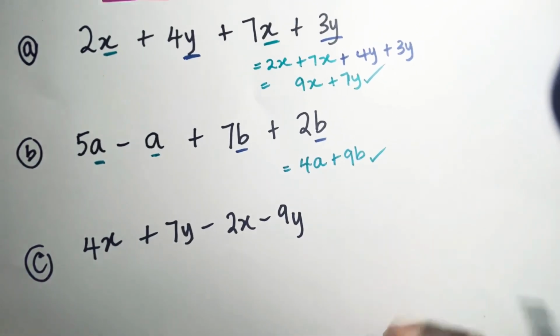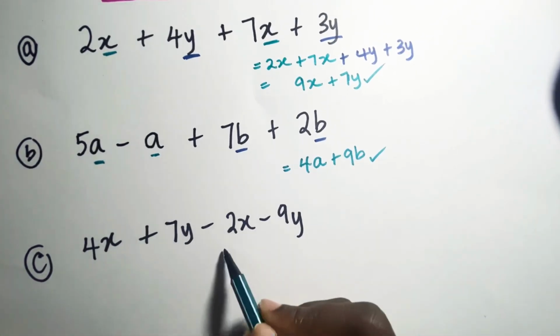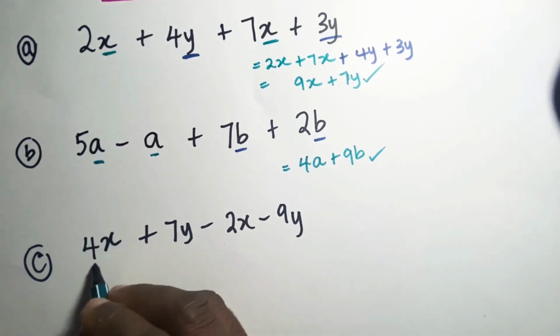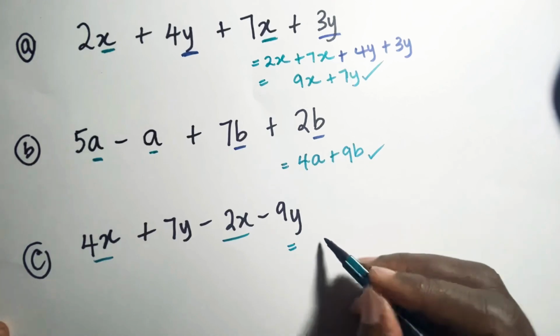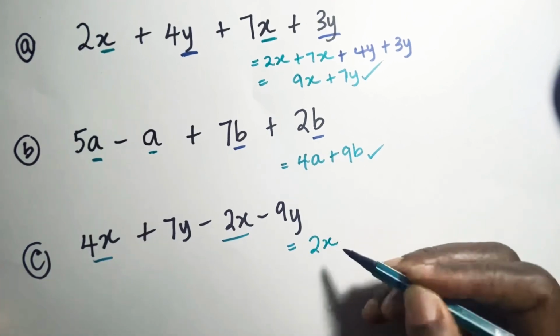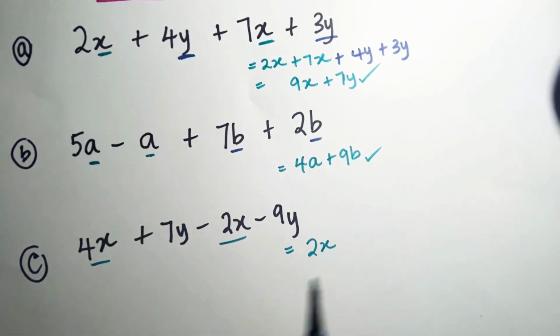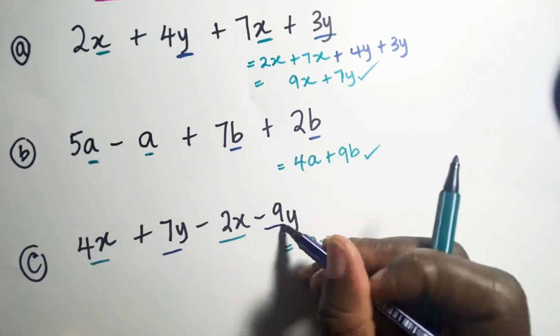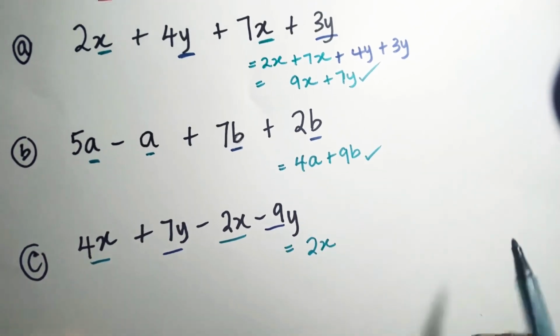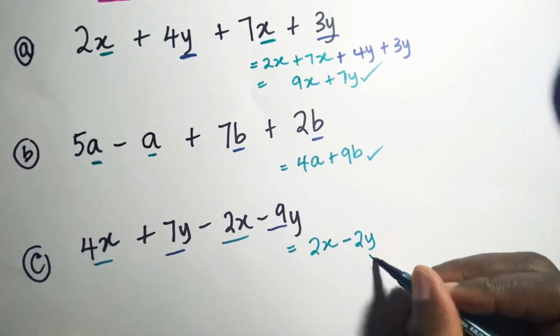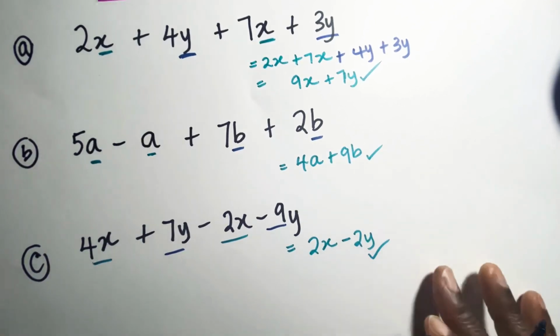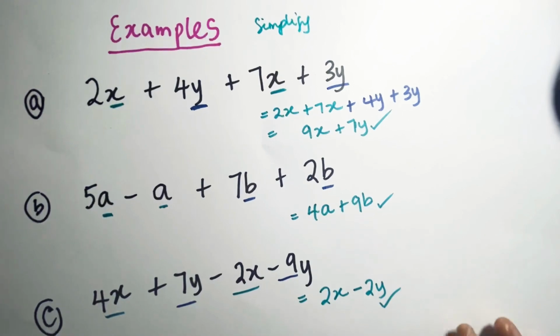And the last one here is 4x minus 2x, the x terms. 4x take away 2x would be 2x. And 7y take away 9y is going to give us negative 2y. So that's it, done. Those are the 3 examples for collecting like terms.